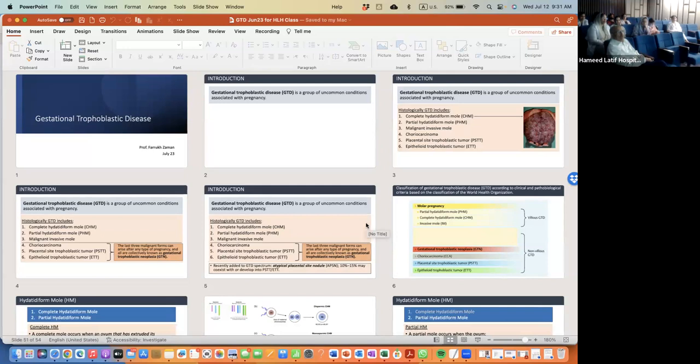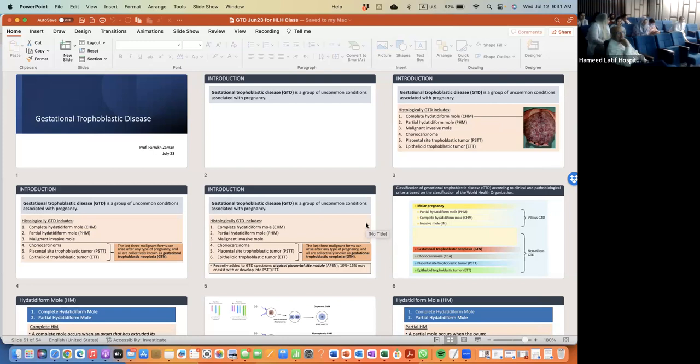No, the molar is not confused in this way, because molar is a snowstorm on ultrasound, and the X-ray just shows that there are multiple opacities in the lungs. So those are in conjunction with the snowstorm appearance in that.